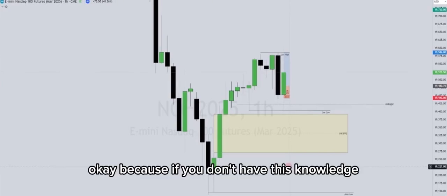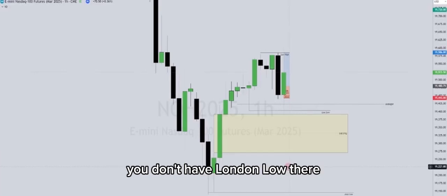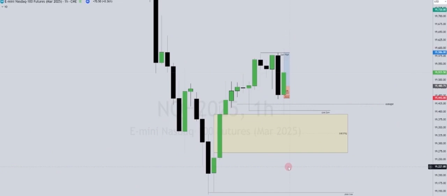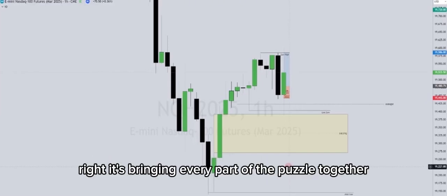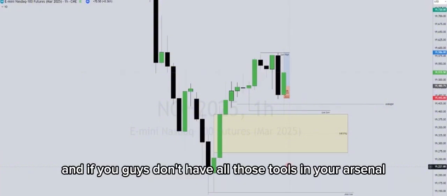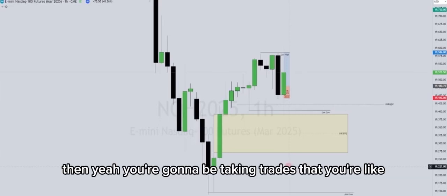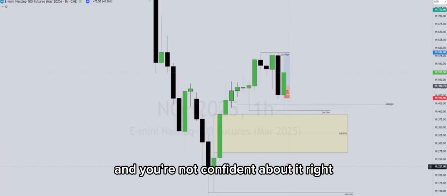Okay, because if you don't have this knowledge and you don't have that 1 hour gap there, you don't have London low there, then you're really just trading blind. Okay? Being successful trading is bringing everything together, right? It's bringing every part of the puzzle together, framing the setup, right? And if you guys don't have all those tools in your arsenal, then yeah, you're going to be taking trades that you're like, well, I don't really know if this makes sense, and you're not confident about it, right?